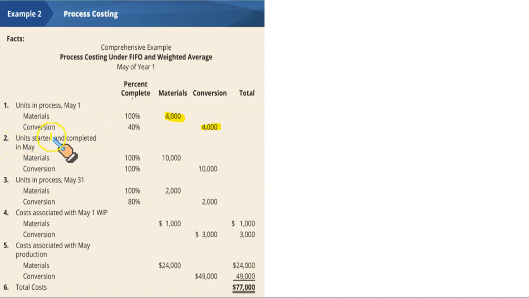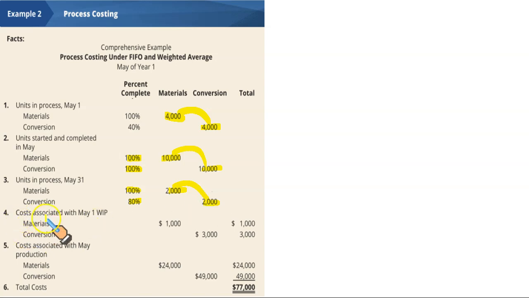Then we have units started and completed in May, material 100% added during the period on 10,000 units, and conversion cost on 10,000 units. These are also physical units. Units in process May 31st, materials 100% complete, 2,000, and conversion cost only added up to 80%, 2,000. Remember, these are the physical units: the beginning work in process, physical units completed during the period, and physical units at the end, not EUPs.